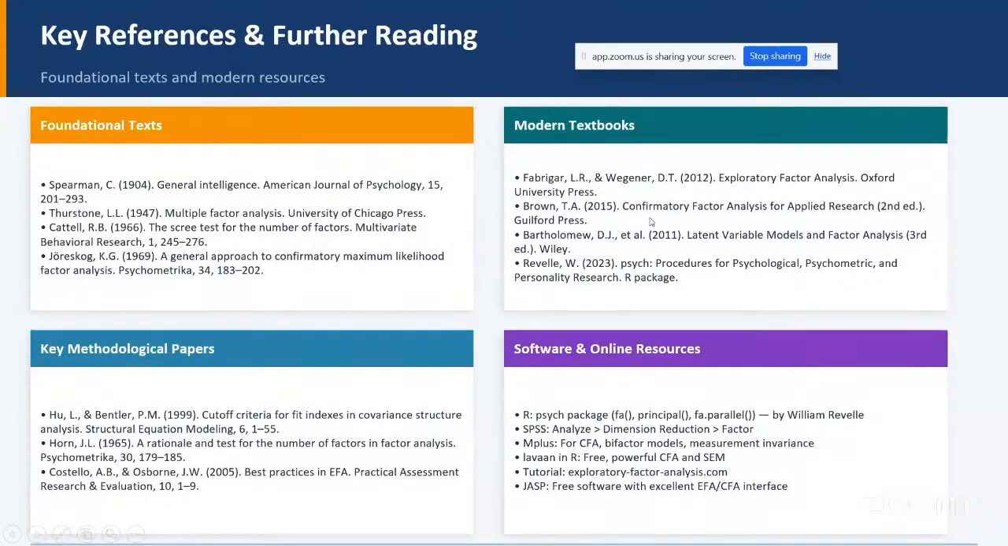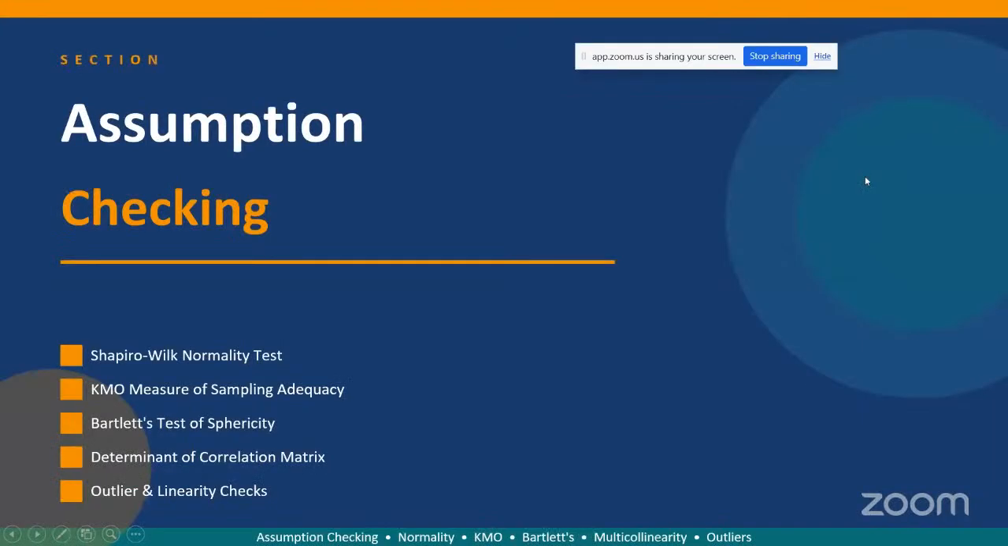So these are the references. I have made these slides using these references. You can go through this. So now come to the assumption checking. This is our last goal to achieve.